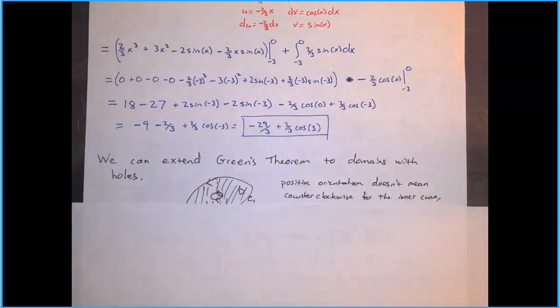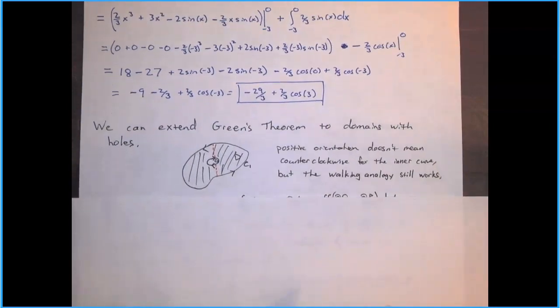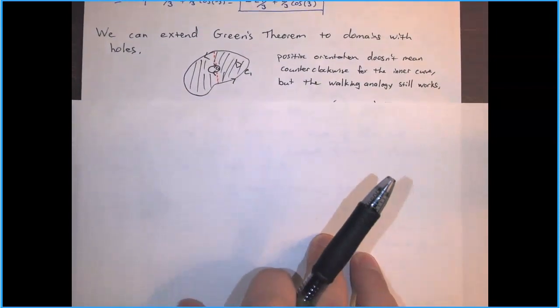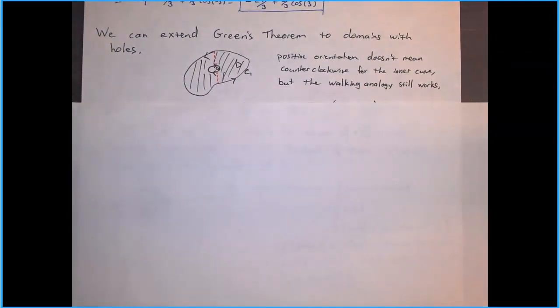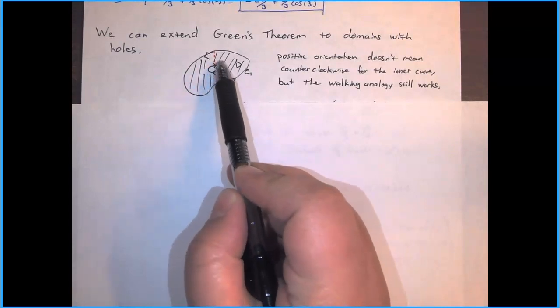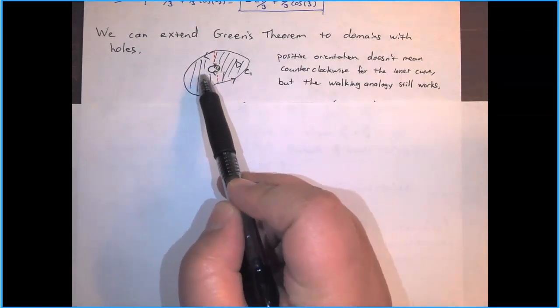All right. Now, for all of these examples, we've said that our region has to be simply connected. So we can't have holes in our region. But we can extend this to domains that do have holes. And you just say, okay, your curve now is the outer boundary and the inner boundary. And now you can't use counterclockwise to mean a positive orientation. So our definition of positive orientation, where we say it's counterclockwise, kind of falls apart, because if you notice, this inner curve is actually being traversed clockwise.